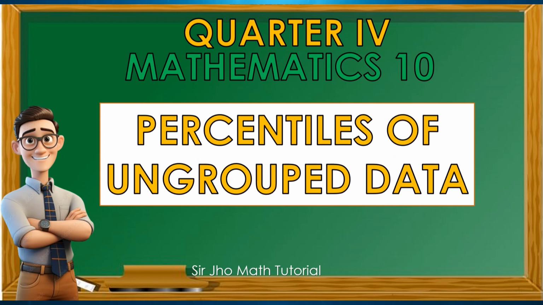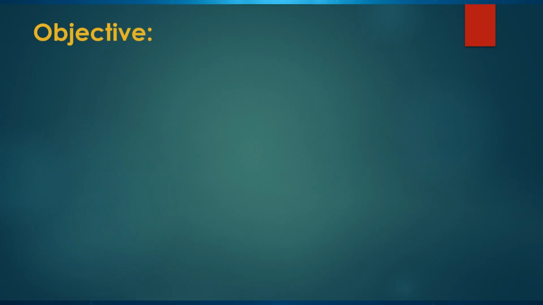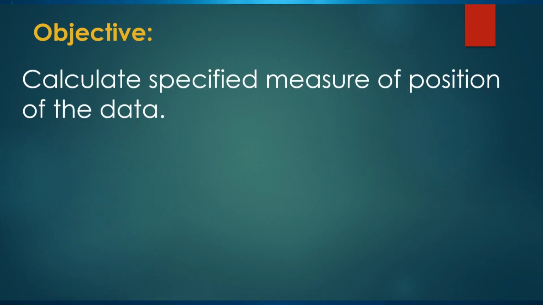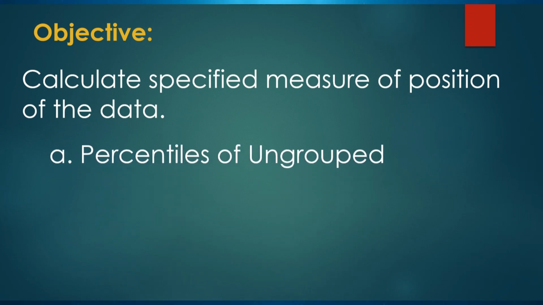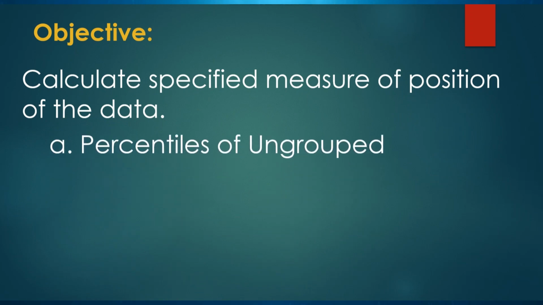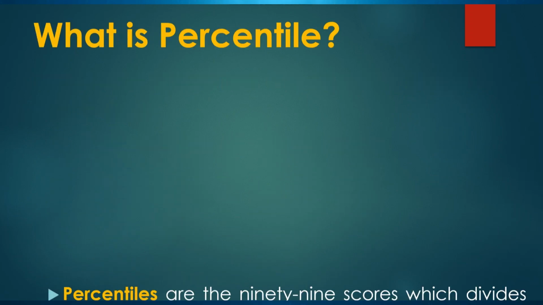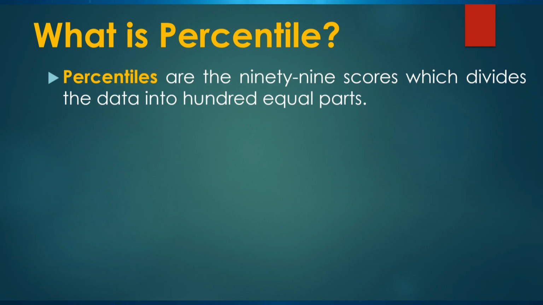Last video lesson natin, pinag-uusapan natin ang quartiles of ungrouped data and deciles of ungrouped data. So this time, we are going to discuss about the percentiles of ungrouped data. So we have the lesson objective: calculate the specified measure of position of the data, specifically the percentiles of ungrouped data. So what is percentile? Percentiles are the 99 scores which divide the data into 100 equal parts.